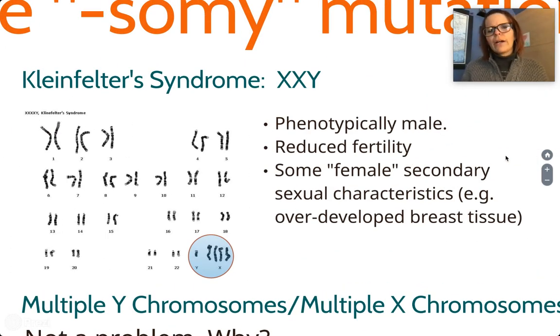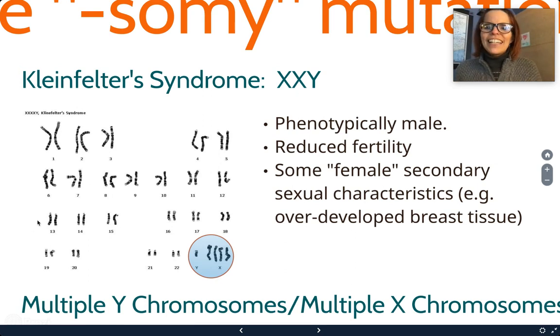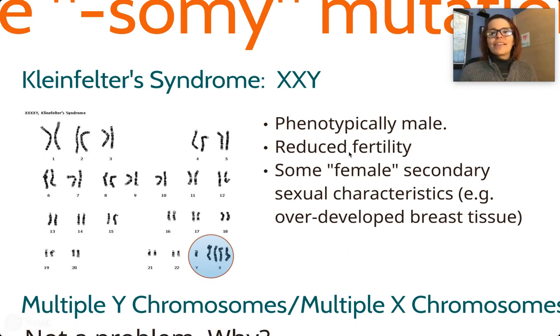Klinefelter's is a super interesting condition. This is where males, typically biological male is XY, but for any number of reasons, nondisjunction, where the chromosomes stay stuck together, it leads to extra X chromosomes. Ironically, in the karyotype that they show here, this person has 4 X chromosomes. Usually we think of Klinefelter's as having 2 X chromosomes.